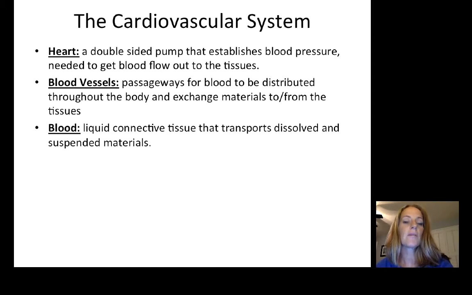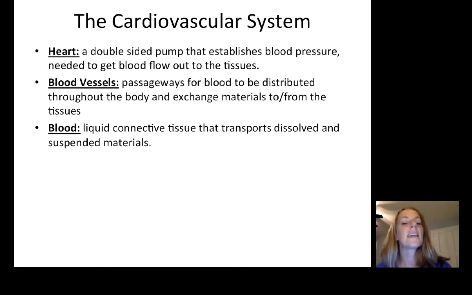So we're going to start with an overview of the cardiac system. The heart is a double-sided pump, and the point of the heart is to establish blood pressure. As the heart is pumping, it's pushing on the blood, and it's doing that to increase blood pressure and get blood flow out to the tissues. Once it moves out of the heart with blood pressure, it's going to travel through the blood vessels, which are passageways for the blood to be distributed throughout the body.